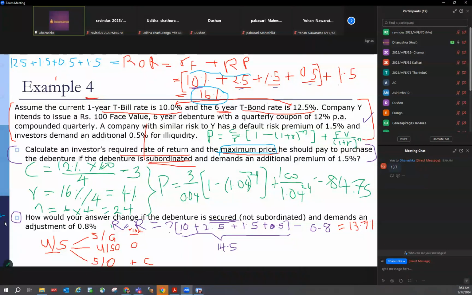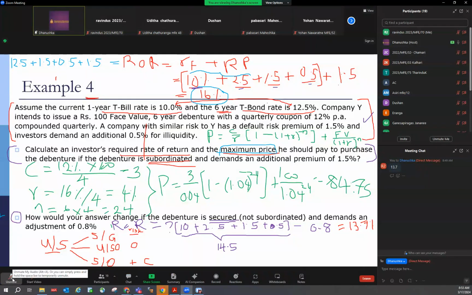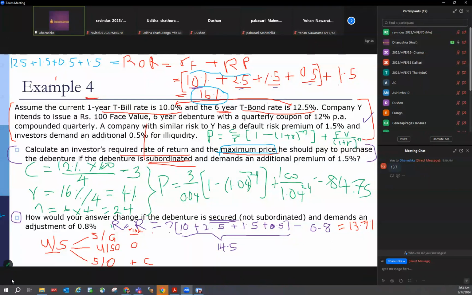What about puttable bonds? Lower risk. Puttable bonds are lower risk because the option is with the debenture holder. The creditor has the option. So therefore, it is lower risk. What about convertible bonds?